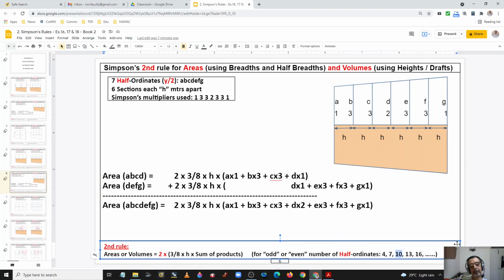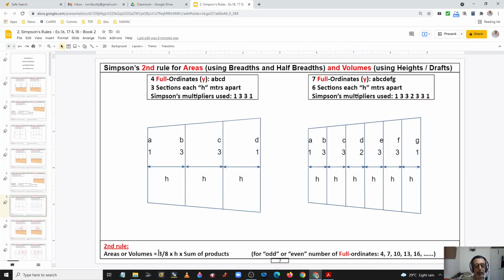Nothing changes if you are using full ordinates, except that you do not have to multiply it by 2 over here. The multipliers stay the same, 1, 3, 3, 1 for 4 full ordinates, and for 7 ordinates they also stay the same, 1, 3, 3, 2, 3, 3, 1. But the only thing is, when you are calculating the total area, you do not have to multiply it by 2 because you have used full ordinates.